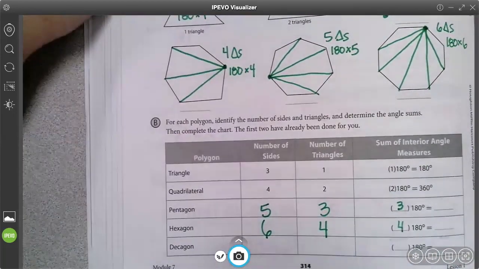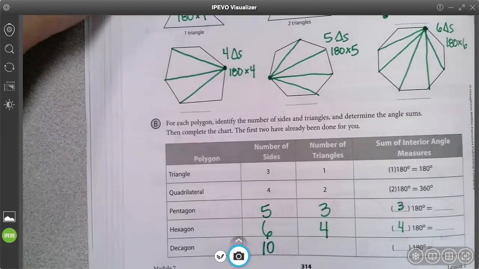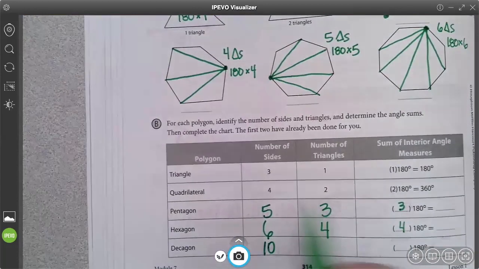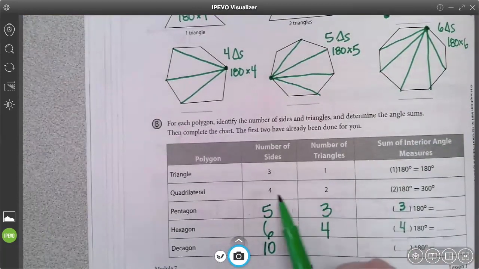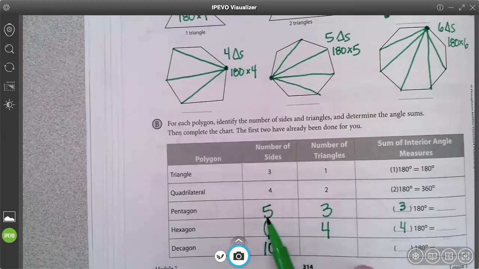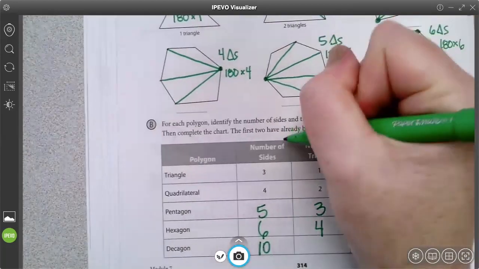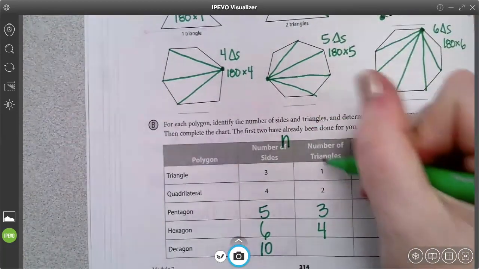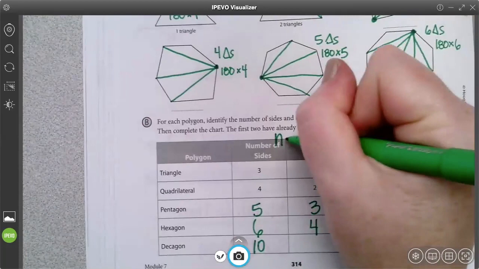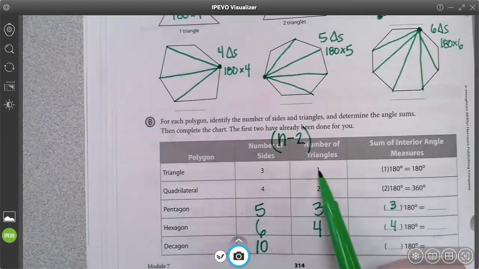The decagon would have 10 sides. We haven't actually done a decagon. And so we need to look and see what this pattern was. So 3 to 1, 4 to 2, 5 to 3, 6 to 4. And I hope that what you see is that you have this number of sides, which we're going to represent as n, and all of the numbers in this list are 2 less. So n minus 2 is how we're getting this number over here.